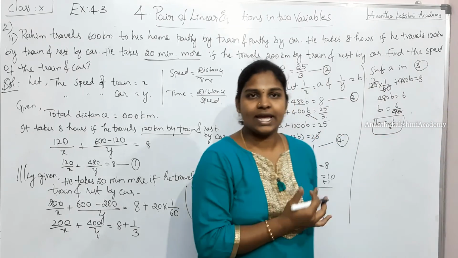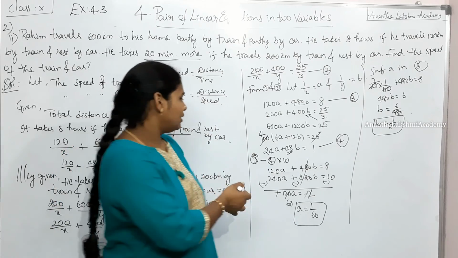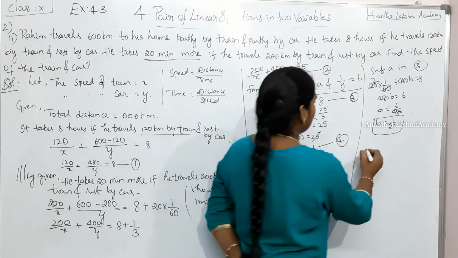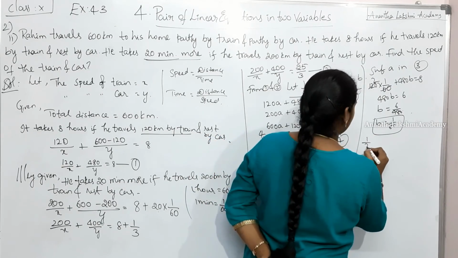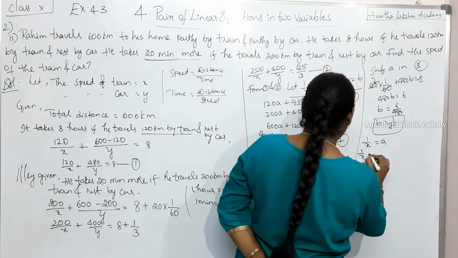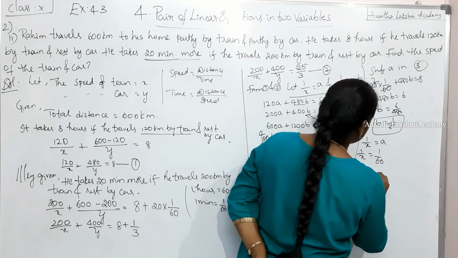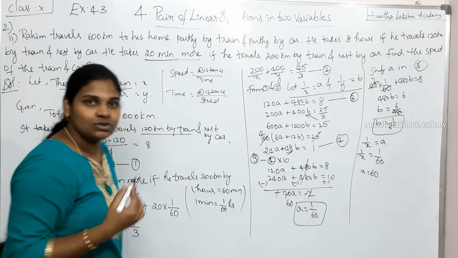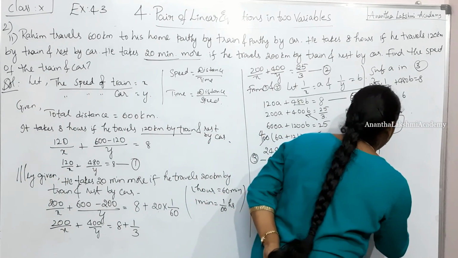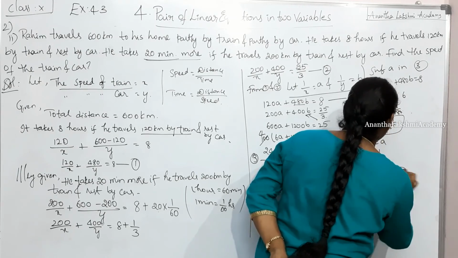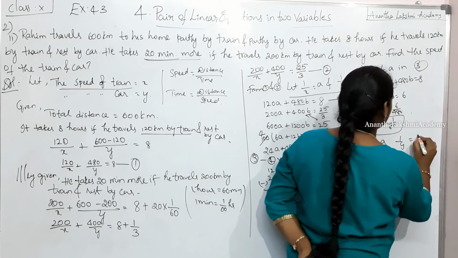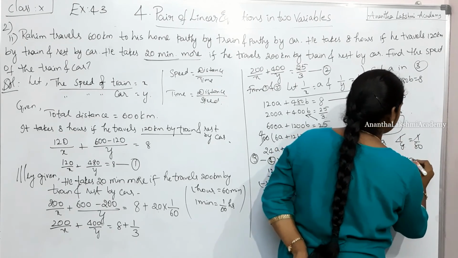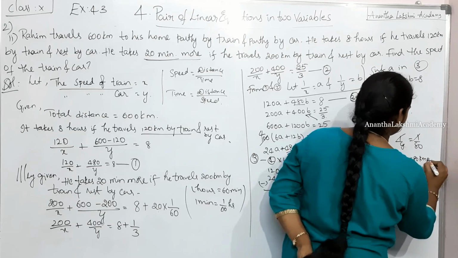Now that we solved for a and b, how do you get x and y? From here, what did we assume? 1 by x is equal to a. What is a? 1 by x is equal to 1 by 60. So x is 60. What is x? The speed of the train. So the unit is kilometer per hour. And what is y? 1 by y is equal to 1 by 80. So as the numerator gets cancelled, y is equal to 80 kilometers per hour.